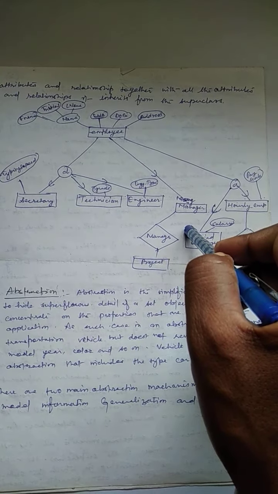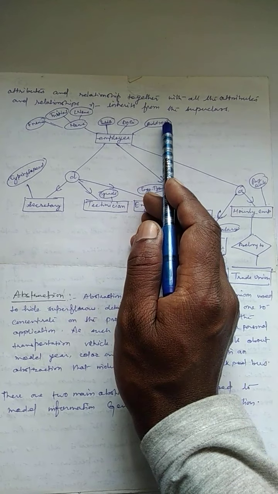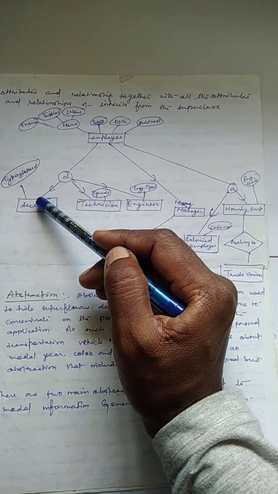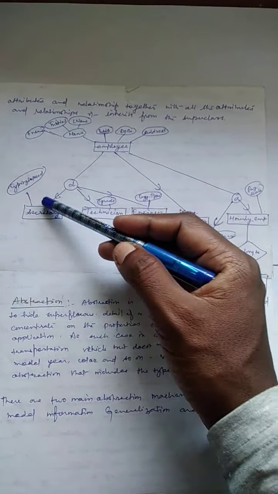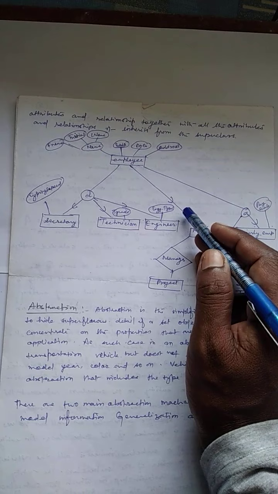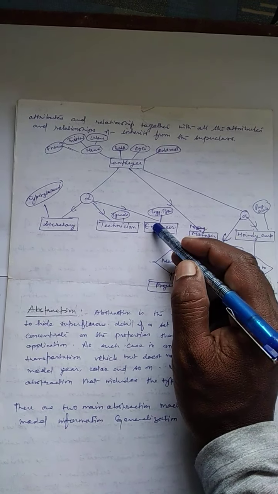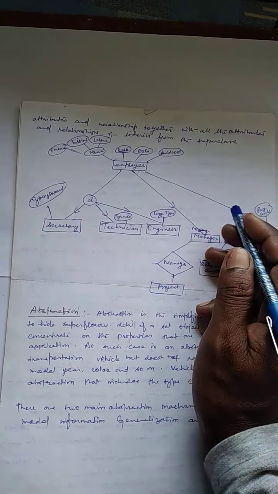First of all, employee has attributes: first name, initial, last name, employee number, date of birth, and address also. And employees are categorized into subgroups. Secretary has typing speed, and you can see the technician has grade attributes, engineer has engineer type, and different types of engineers: production engineer, software engineer, civil engineer, mechanical engineer, and so on. Manager is also a subclass.